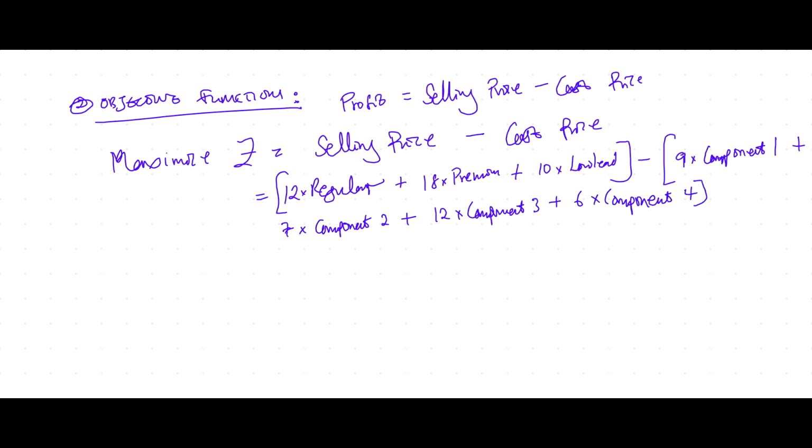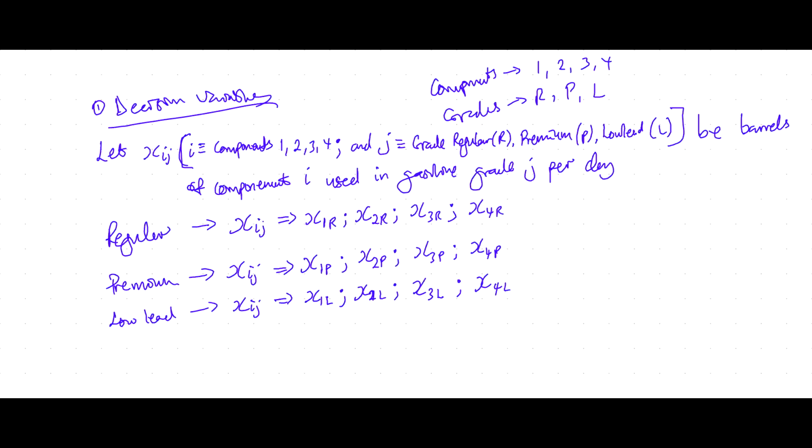So what are the decision variables for the regular? These are the decision variables: x1r, x2r, x3r, x4r. Remember that at this stage, we could have also said that instead of using R for the regular, we could use 1, 2, 3 to represent the grade, so that j will be 1, 2, 3.